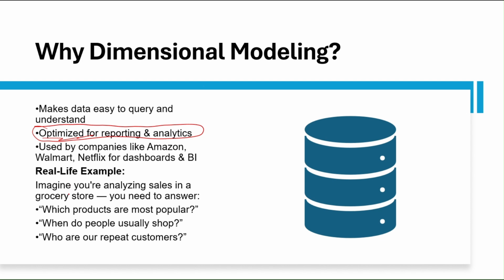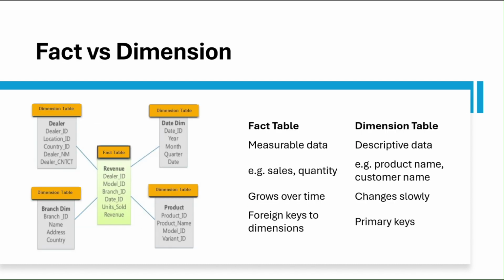The easiest real-life example that you could consider is, imagine you're analyzing sales in a grocery store and you need to answer questions like which products are most popular, when do people usually shop, the time, who are our repeat customers. So we can actually develop a dimensional model for this. We'll see in the upcoming slides. At first, I was talking about facts versus dimensions. Now let's understand what is a fact and what is a dimension.